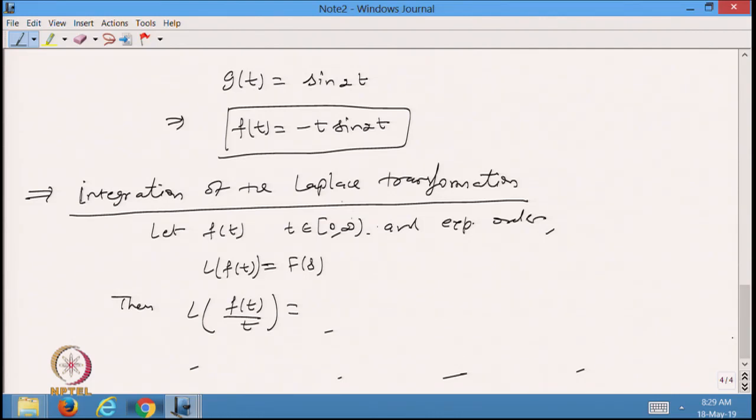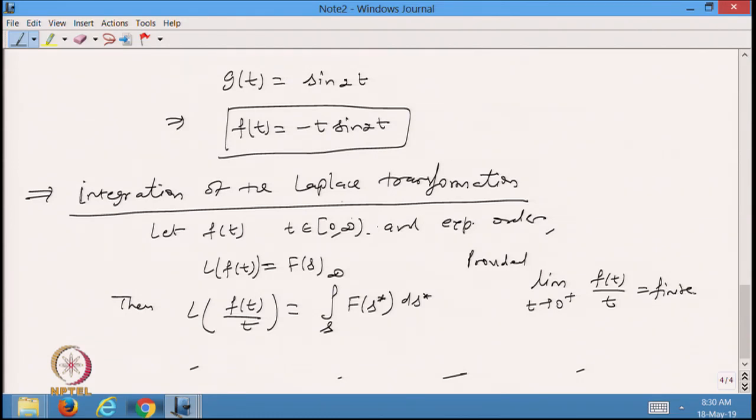So, f(t)/t will be equal to the integral from s to infinity of F(s*) ds*. In this case, I am just integrating the function F(s) from s to infinity. This holds provided the limit as t tends to 0 from the right-hand side of f(t)/t is finite.